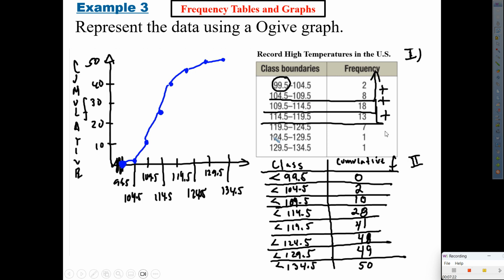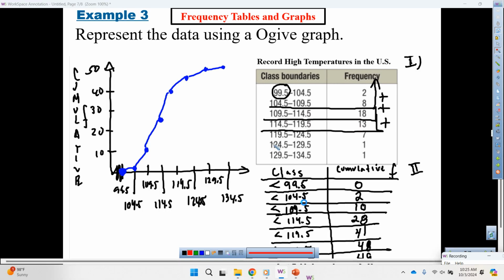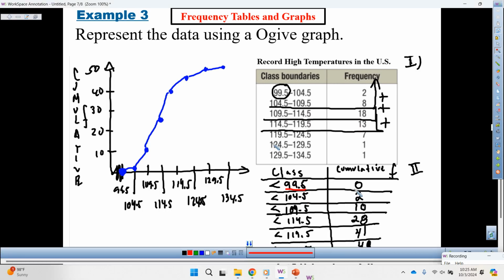And then I start plotting. Here it goes in case you missed this part. 99.5 is on the x-axis. 104.5, 2, right above the x-axis. 109.5, 10, and so on and so forth, and at the end you just connect your points.